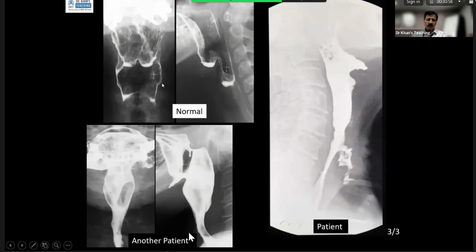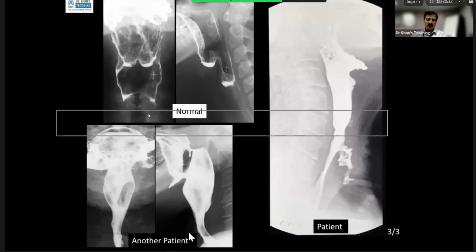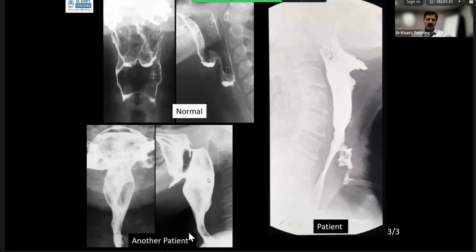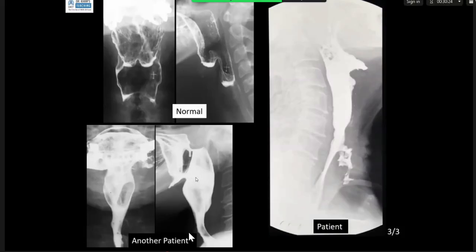Now, this is normal: aryepiglottic fold, vallecula, piriform sinus. Now, what happens? The first key point is that the hyoid bone will not be visible. This is the hyoid bone here, which is missing here. This is another case. It will give you a featureless, smooth, inverted V-like appearance. That is the key. There are no valleculae, there is no piriform sinus. So from here, you can understand this.